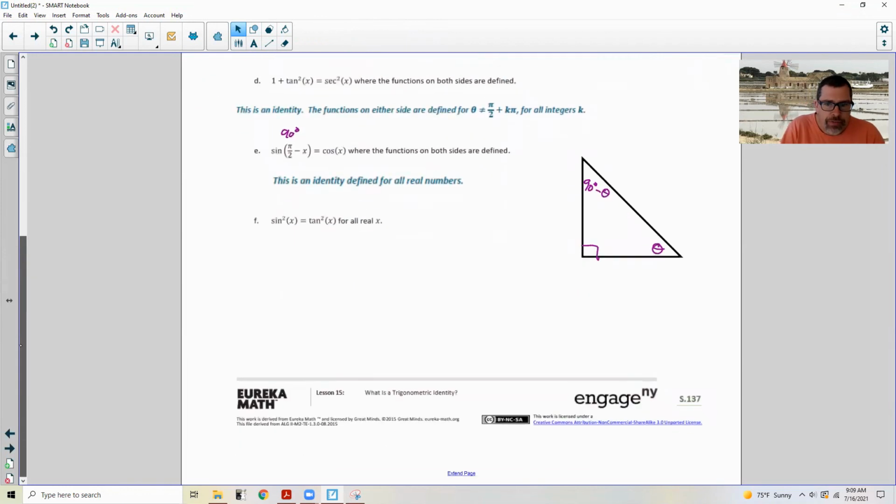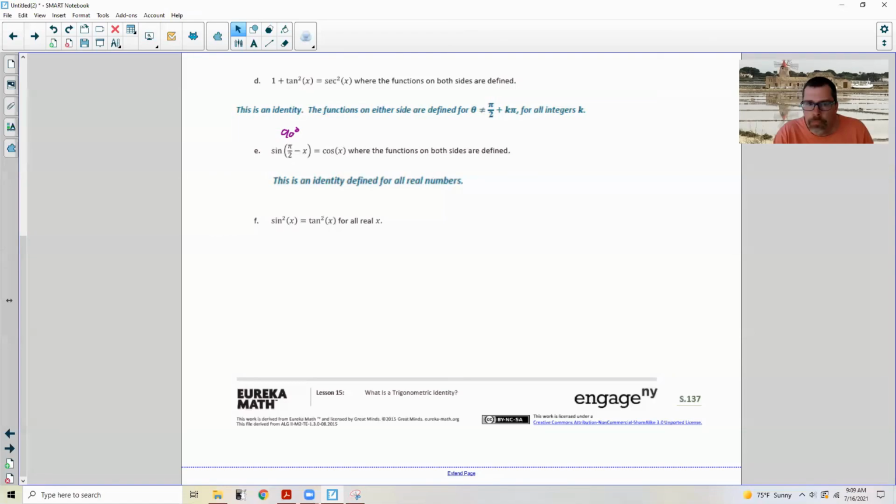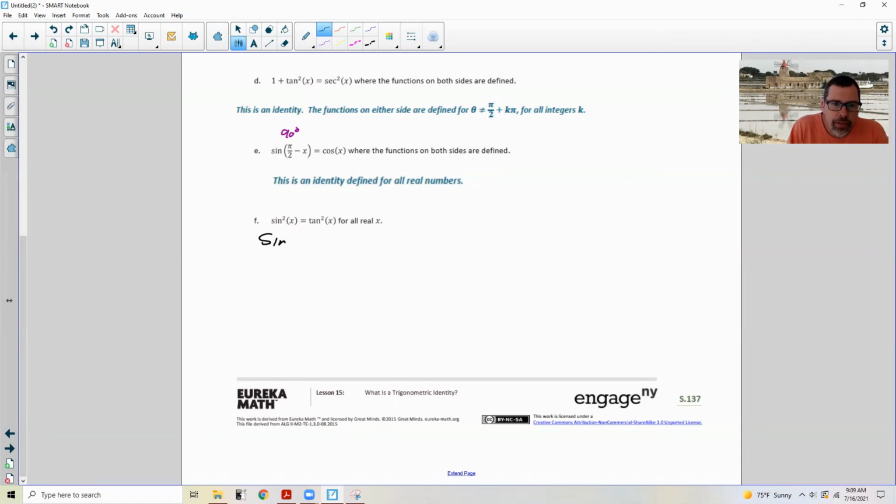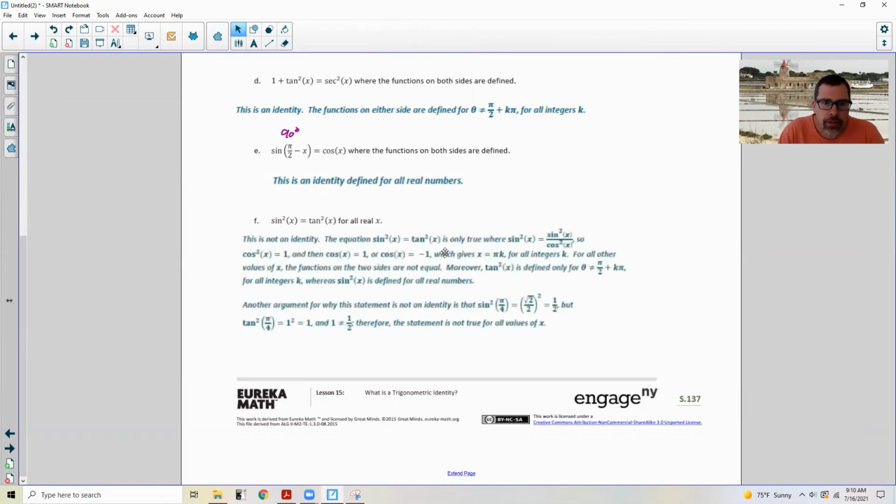And finally, part F. Sine squared x equals tan squared x for all real x. So if I was thinking of putting this all in terms of sine, this would be sine squared x equals sine squared x divided by cosine squared x. Think about that for a second. All right, so now let's answer the question. This is not an identity.